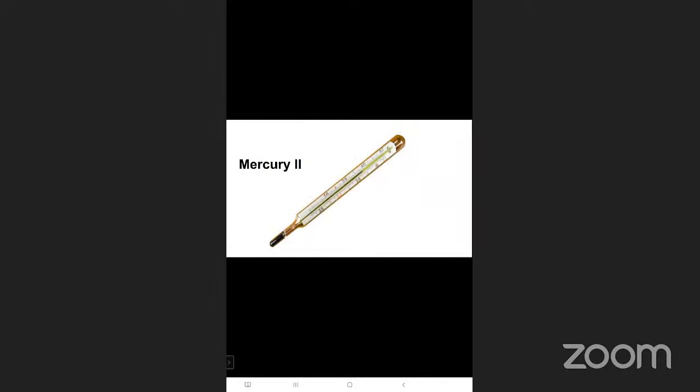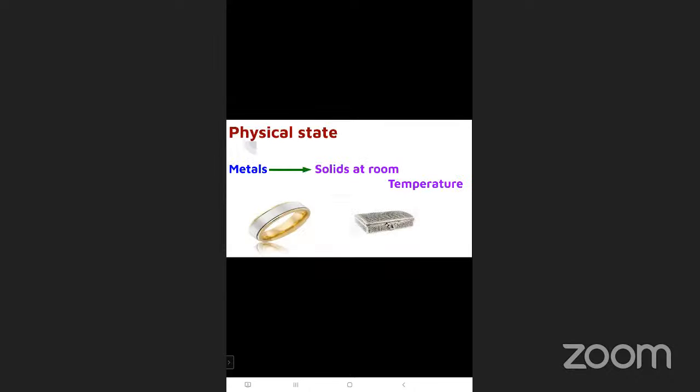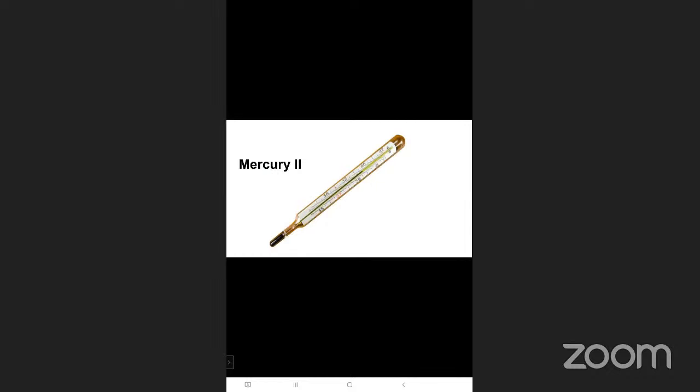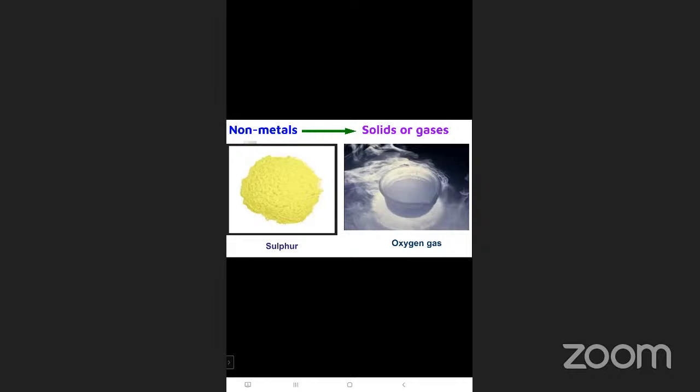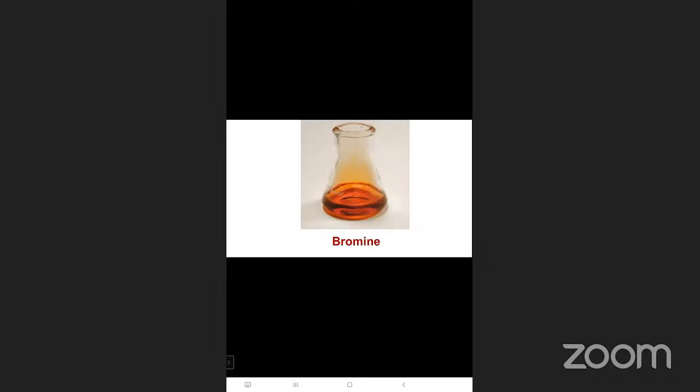And mercury is the metal which is a liquid at room temperature. The metals are all solids at room temperature. One exceptional case is mercury for metals, and for non-metals these are solids or gaseous state. Right? So here only bromine is in a liquid state at room temperature.